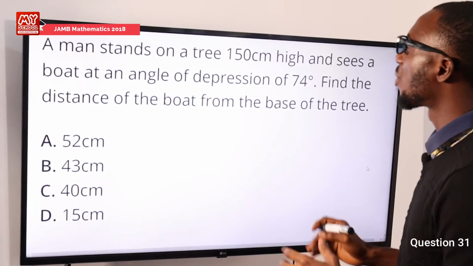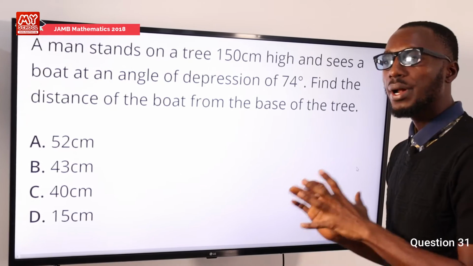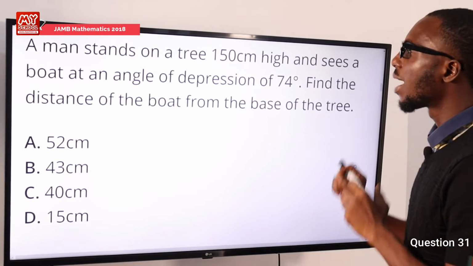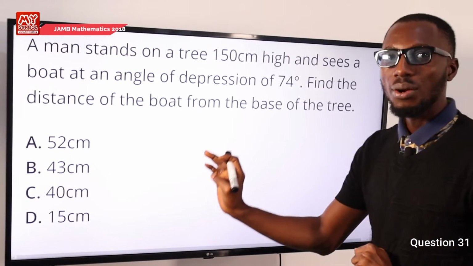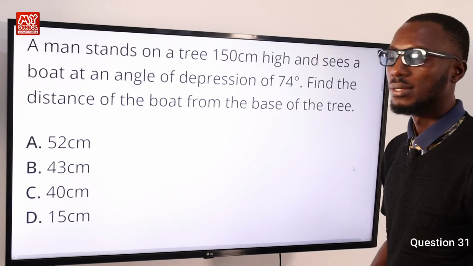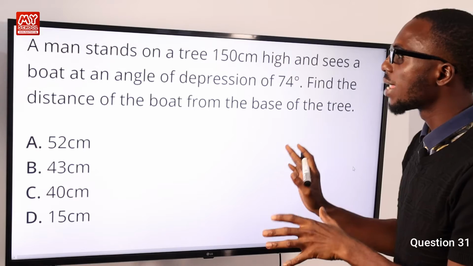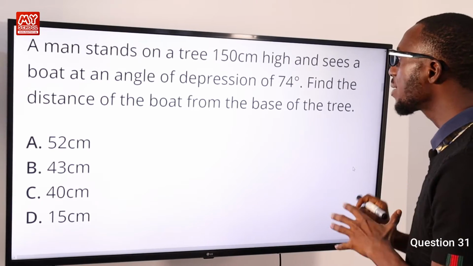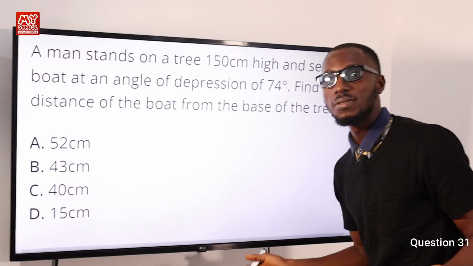A man stands on a tree 150 centimeters high and sees a boat at an angle of depression of 74 degrees. Find the distance of the boat from the base of the tree. Okay, this is very easy.